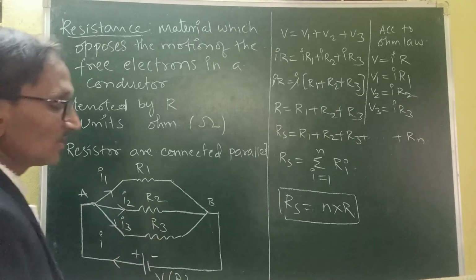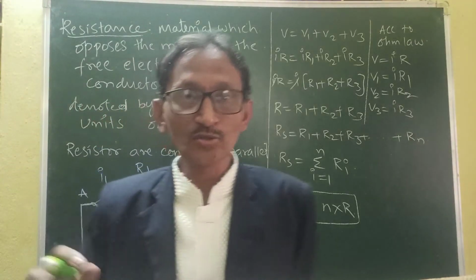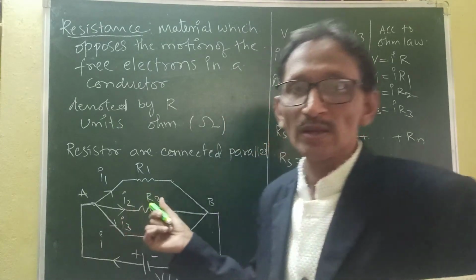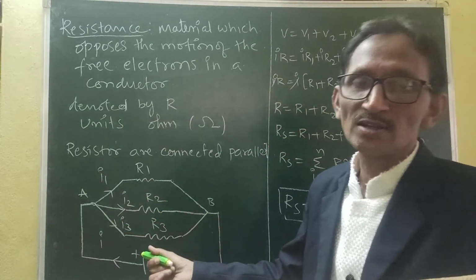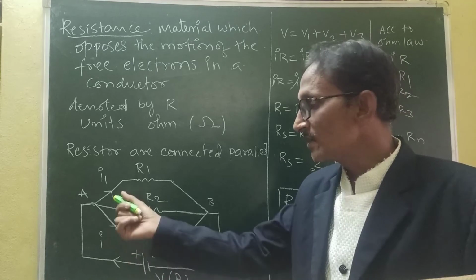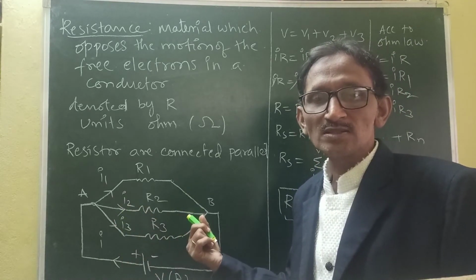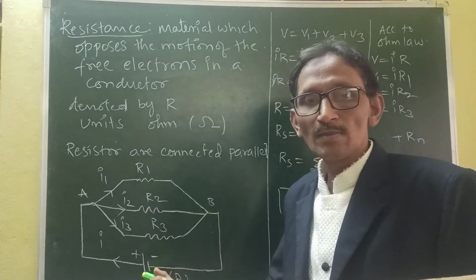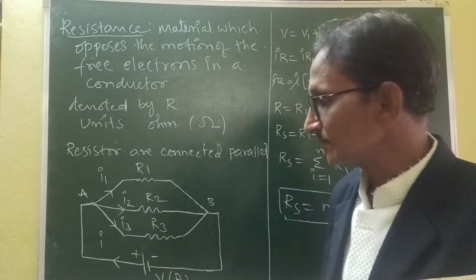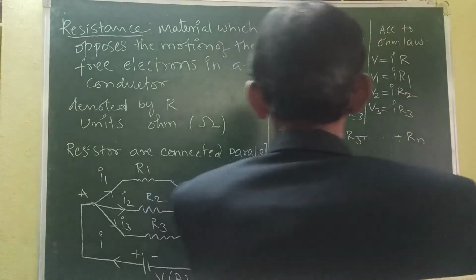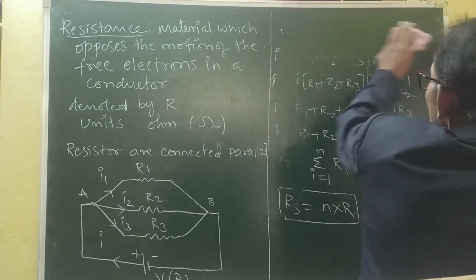Then all these I1, I2, I3, when they reach the point B, combine to give the total current back to the battery. The three currents combine at the point B junction and go back to the battery, the same total current. So now, according to Ohm's law, the current is dividing here.